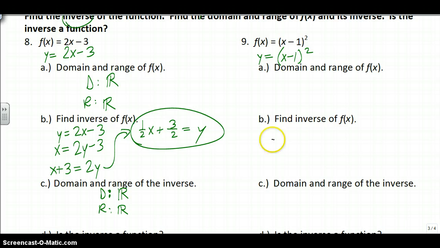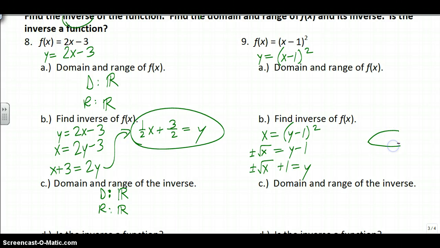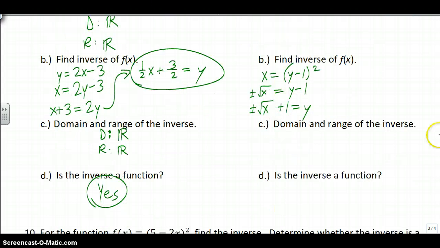So, switch the x and y, of course. So x equals y minus 1 squared. You have to square root it. Whoop, whoop. Red light should be going off. Plus or minus the square root of x equals y minus 1. Add 1, of course. You get plus or minus square root of x plus 1 equals y. Thanks to this plus or minus, you're going to have an upper branch and a lower branch of a graph. So it's going to fail the vertical line test, which means not a function.